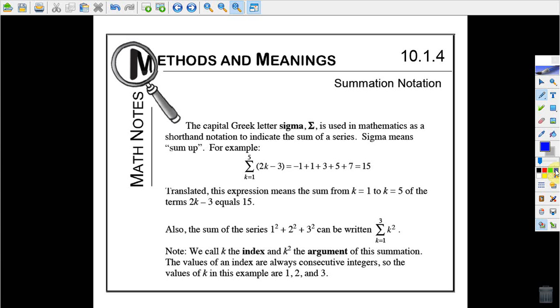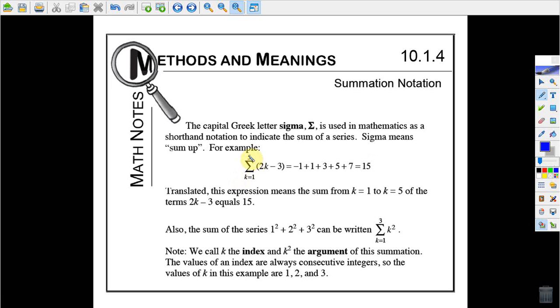This is 10.1.4. The capital Greek letter sigma is used in mathematics as a shorthand notation to indicate the sum of a series. Sigma means to sum up, or just to sum. And it gives us a little more information than we had without sigma. Namely, it tells us where to start summing and where to end summing.